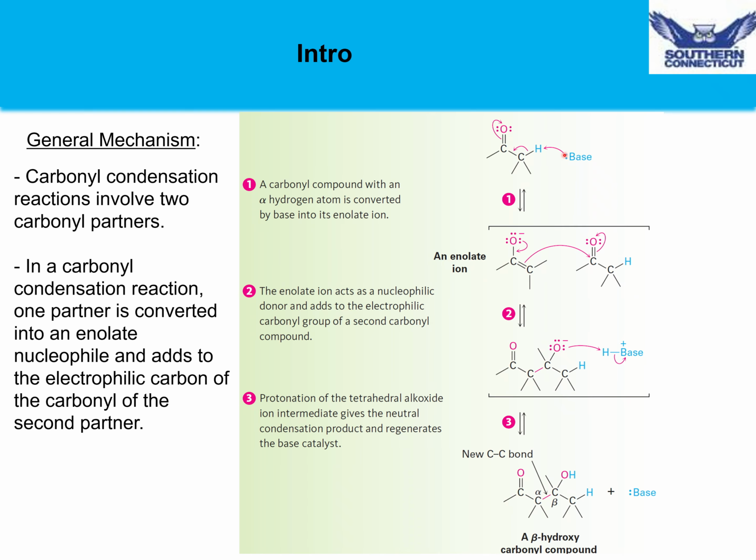The reaction starts with a carbonyl compound. A base is added to it, which removes an alpha hydrogen to form an enolate, as shown here. You might recall enolates have two resonance forms. This is one of them.